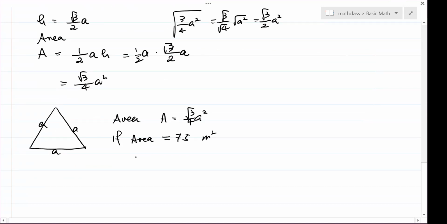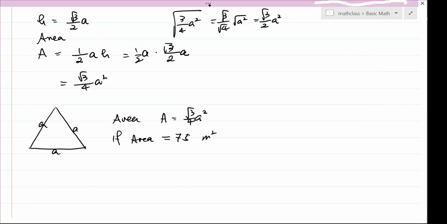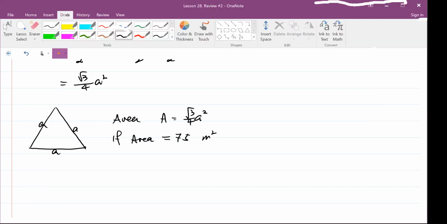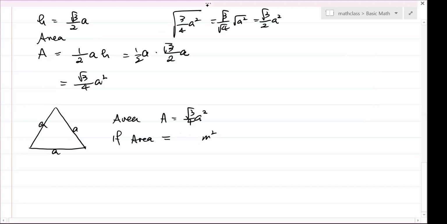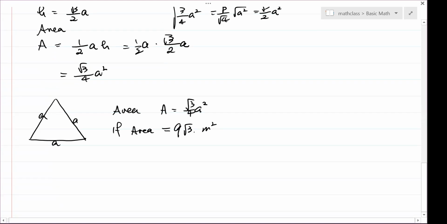I have to modify the problem, otherwise you will get a very strange number. I'm going to use a different number here. So let me put, let's say, 9 square root of 3, how about that? So I get that, and then you want to find the edge length.